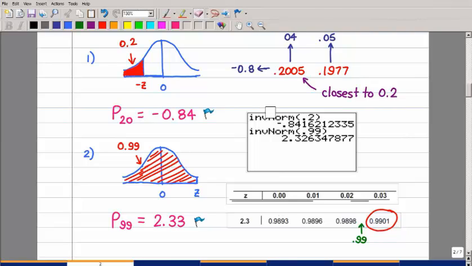Notice right here I have the calculator cutout for the inverse norm for both of these. And with percentiles, you will never have to do 1 minus. It's always going to be just inverse norm of the percentile, because a percentile is always the area to the left. Inverse norm of 0.2, then there's your negative 0.84. Inverse norm of 0.99 is 2.33.